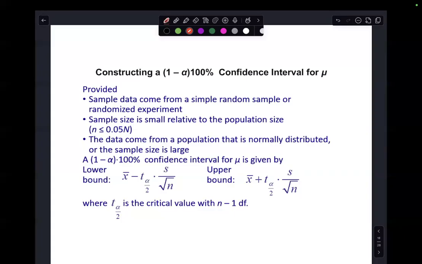Okay. Our sample size needs to be less than 5% of our population. The data needs to come from a population that is normally distributed, or the sample size needs to be large. So our sample size would need to be greater than or equal to 30 if it is not a normally distributed population. So if our population is not normally distributed, our sample size needs to be greater than or equal to 30. So it should state whether or not it's normally distributed.